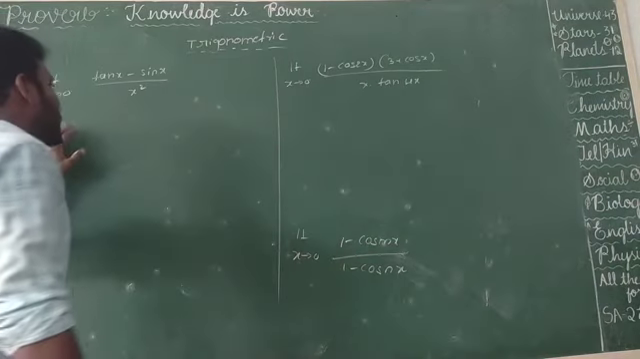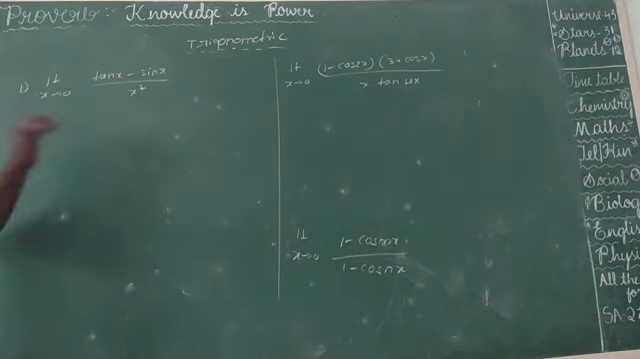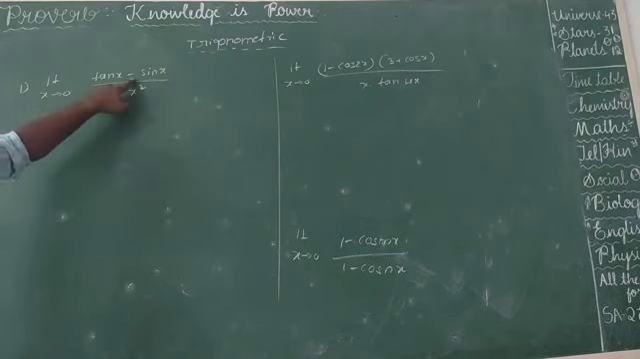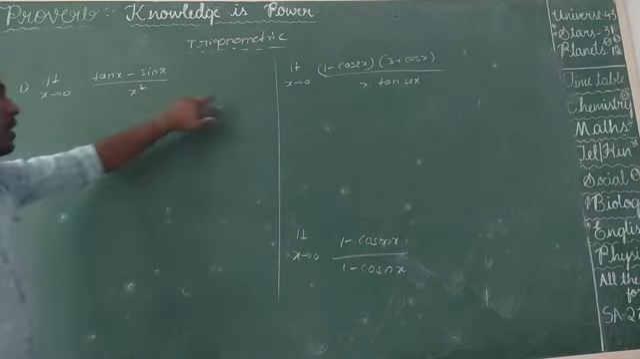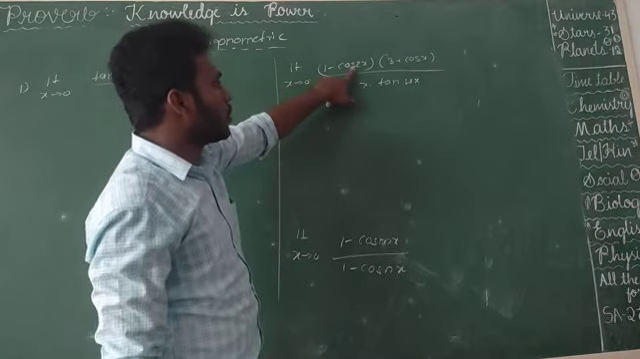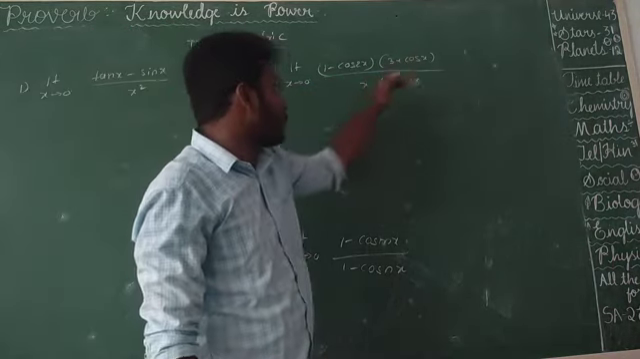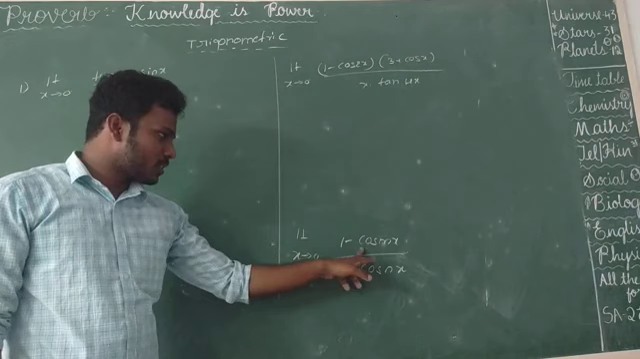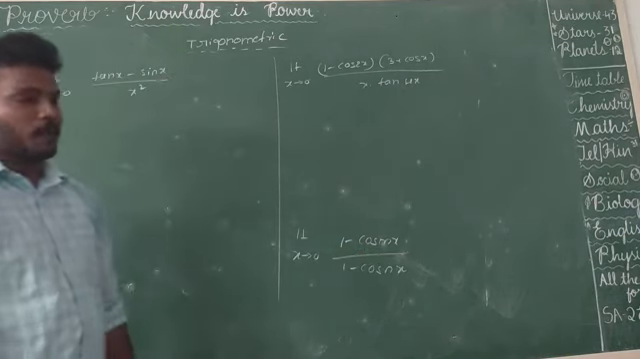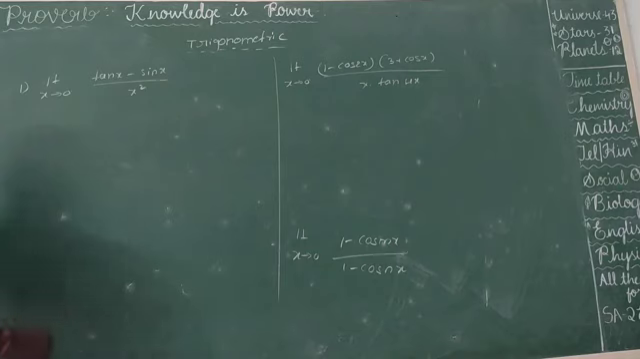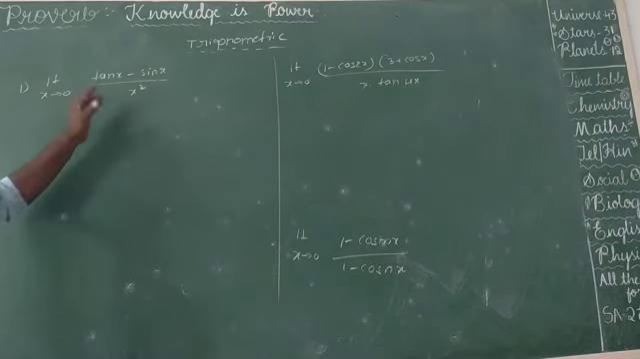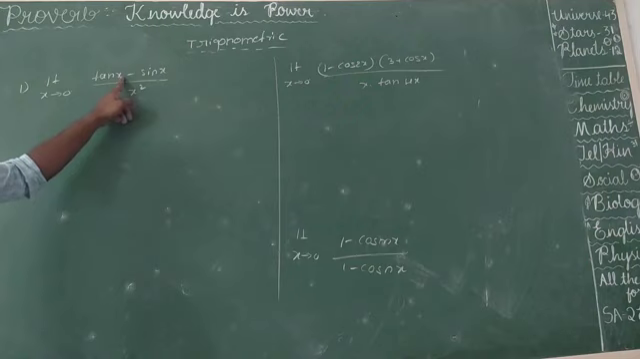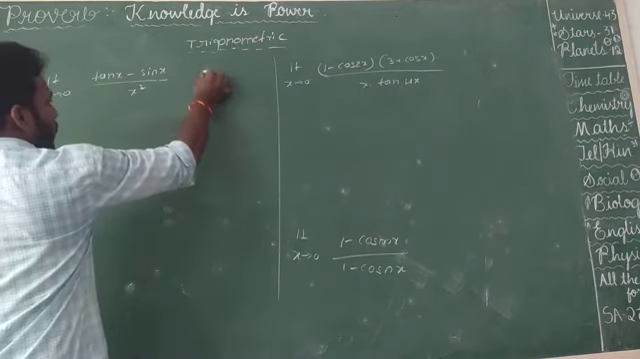Okay, let's see these three types of problems. Limit x tends to 0, tan x minus sin x by x square. Next, limit x tends to 0, 1 minus cos 2x of 3 plus cos x by x into tan 4x. Next, limit x tends to 0, 1 minus cos mx by 1 minus cos mx. If you apply the direct value first, in the limit x tends to 0, you replace x with 0: tan 0 is 0, minus sin 0 is 0, by 0 square is 0. So it becomes 0 by 0 form.